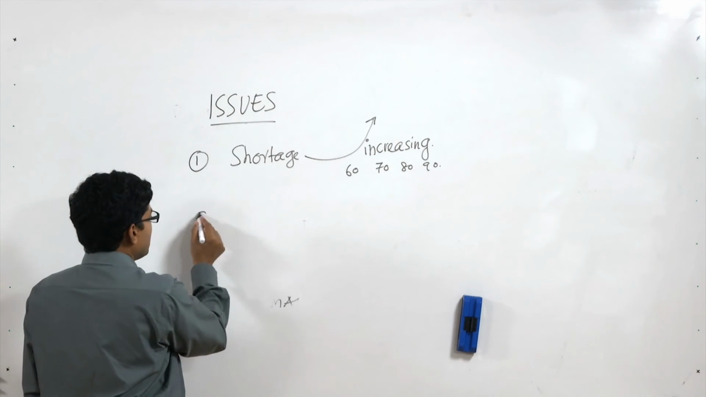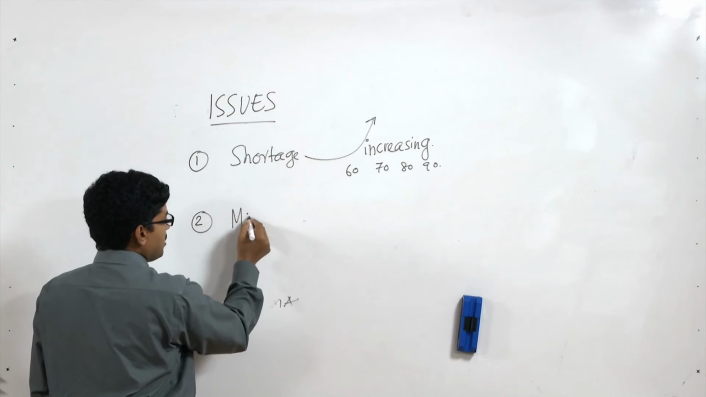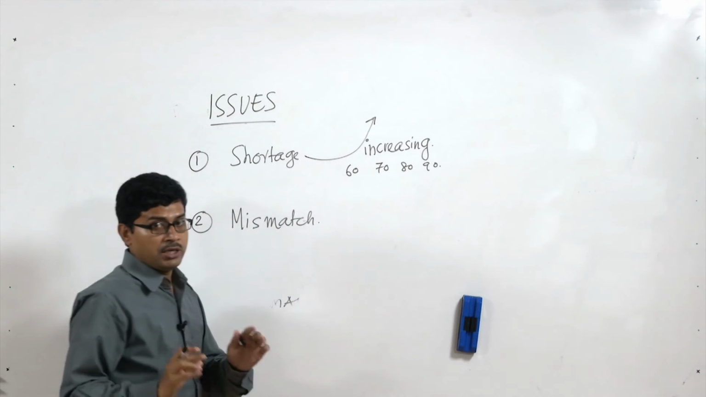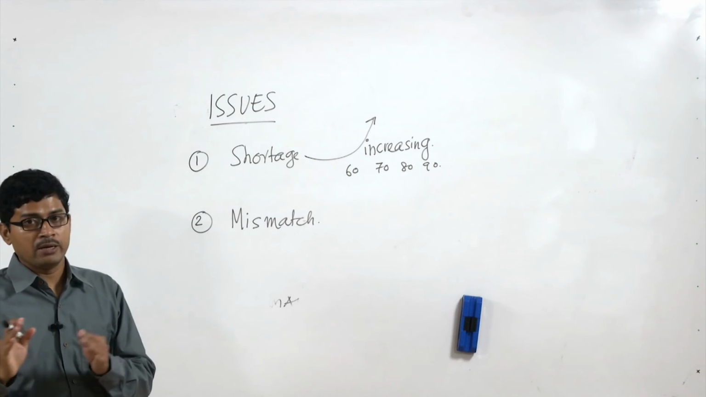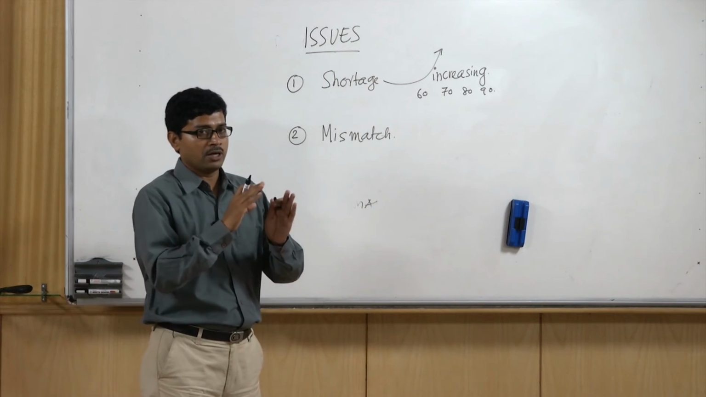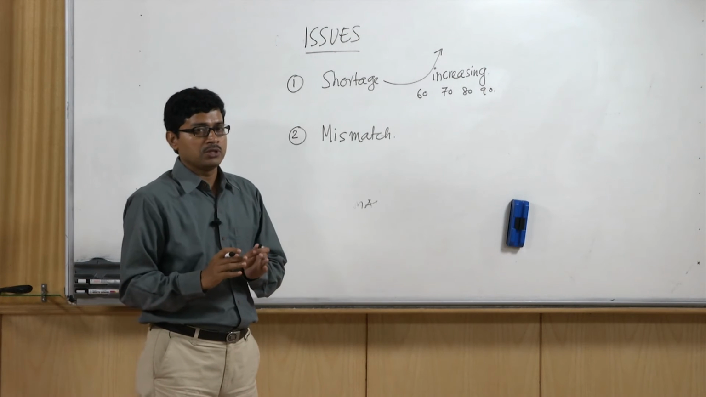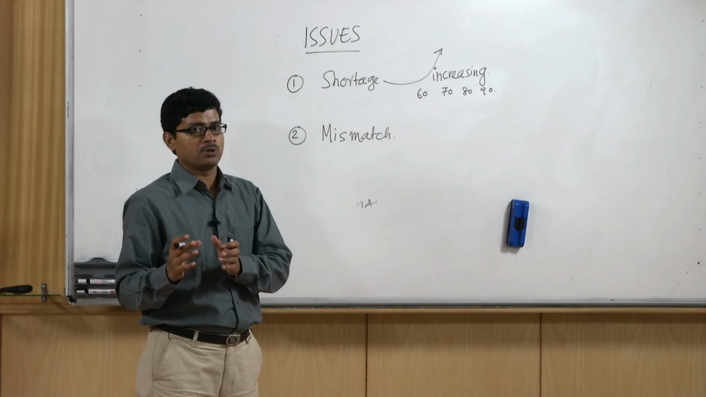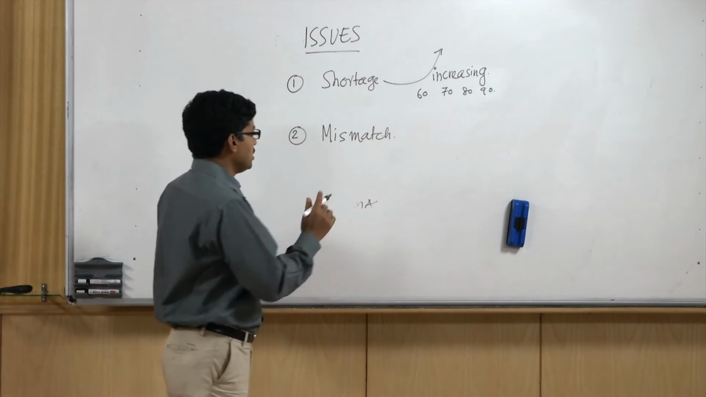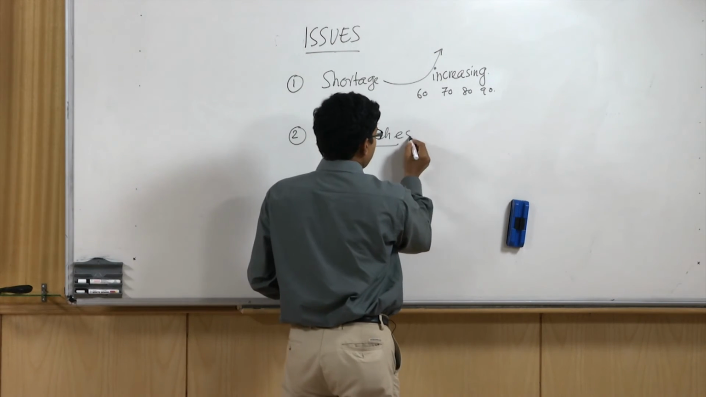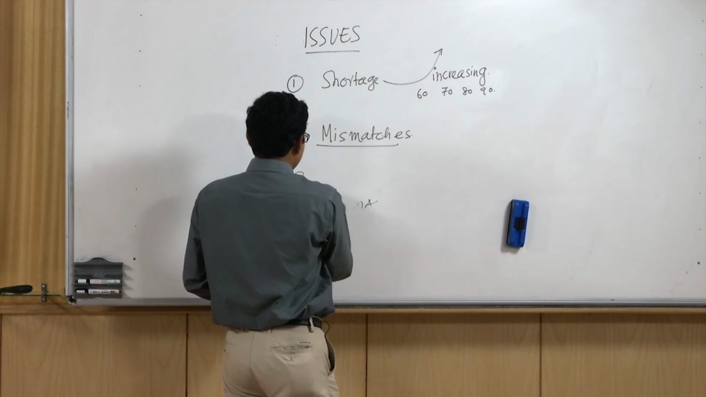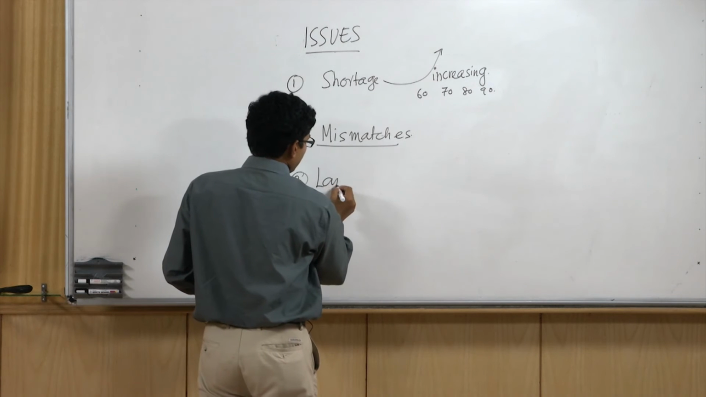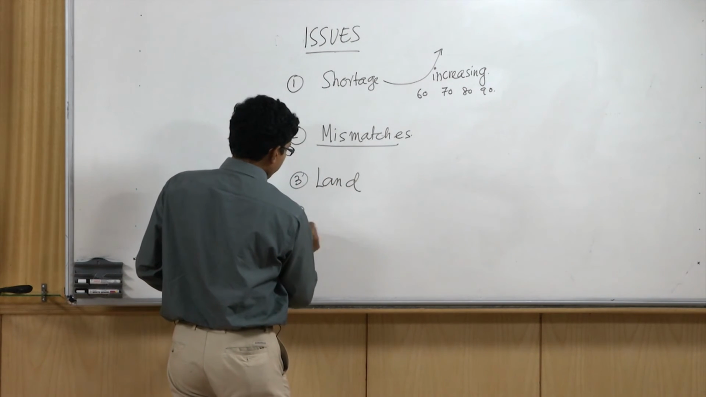Number two, the mismatch. Mismatch I discussed. Mismatch between the income groups, the supply demand mismatch between urban and rural, mismatch between the requirement of the non-family house and the less supply of the non-family house. Those are the mismatches. These mismatches need to be taken care of. The third issue which we should also discuss is land and finance.